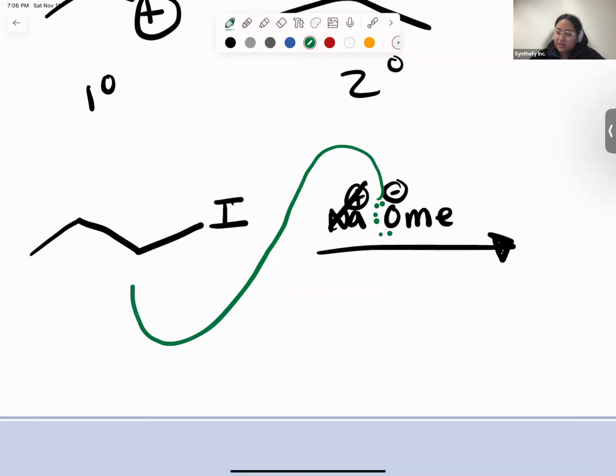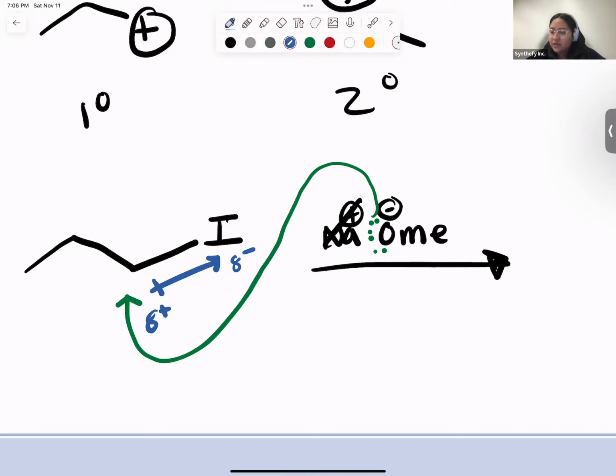Let's look at how this reaction proceeds. Well, again, as we saw earlier, there's an induction happening here. So this would be your partial positive, this would be your partial negative. That means that this area right here is your electrophile. That's where the nucleophile will be attacking. You have your loss of leaving group all at once because that nucleophile is so strong that it can just kick out that iodine, this leaving group. It can just kick it out.